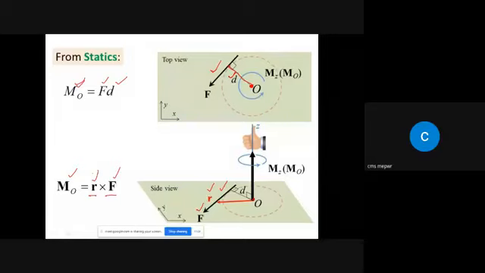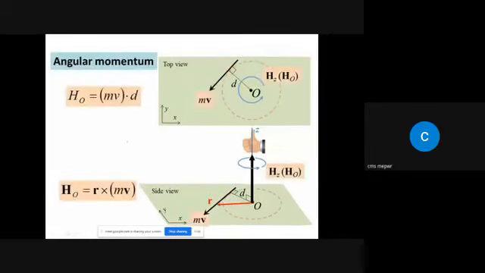What we studied is that the position vector must start from the reference point, and it can end anywhere along the line of action of force. If that is clear to you, then let's discuss angular momentum.